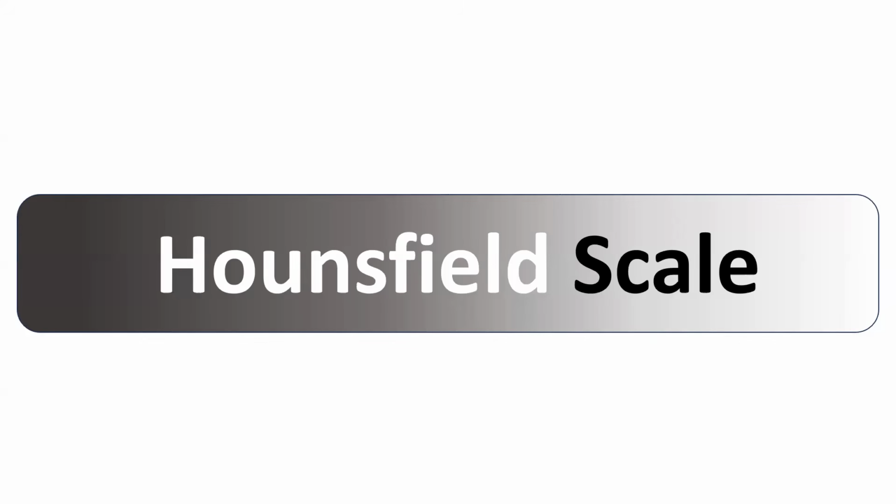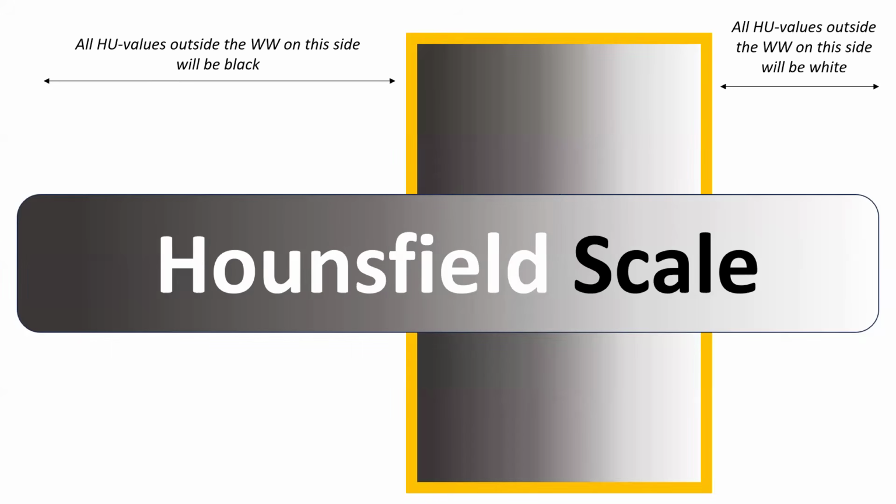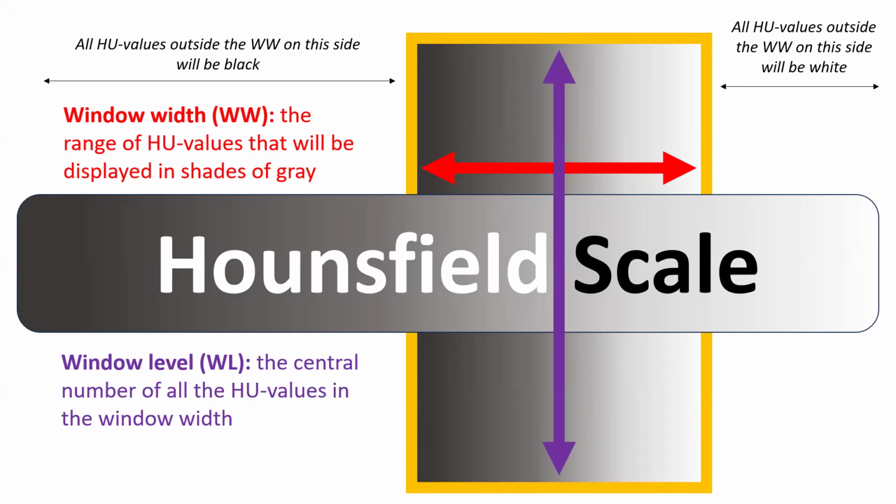What are some concepts you should know when talking about windowing? Well, this is a window, of course, and everything that lies outside of that window will be black if the values are lower than the values in the window, and all values that are higher than the values in the window will be white. That's for starters. Then the window width is something you should know. That's basically the range of Hounsfield units that will be displayed in shades of gray. And then we have the window level or the window center, which is the central number or the middle number of all the Hounsfield units in the window width.